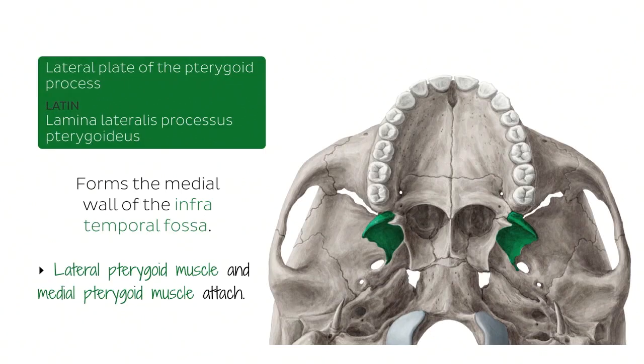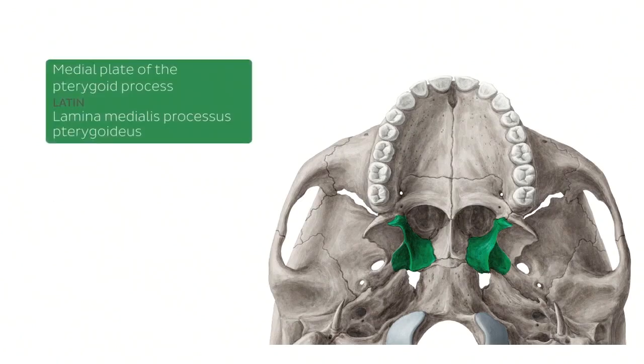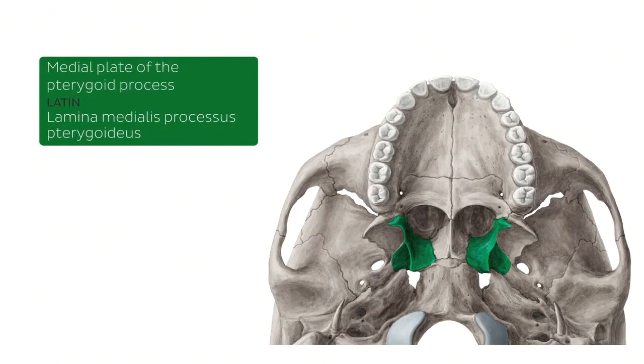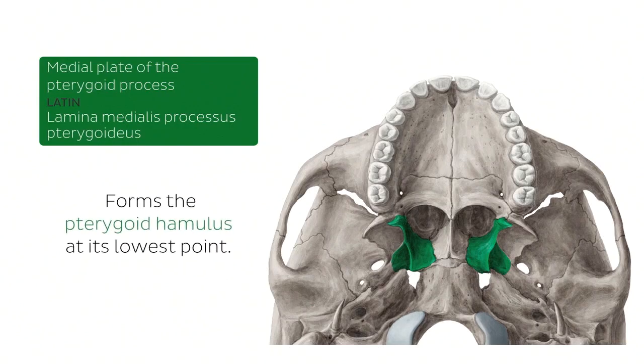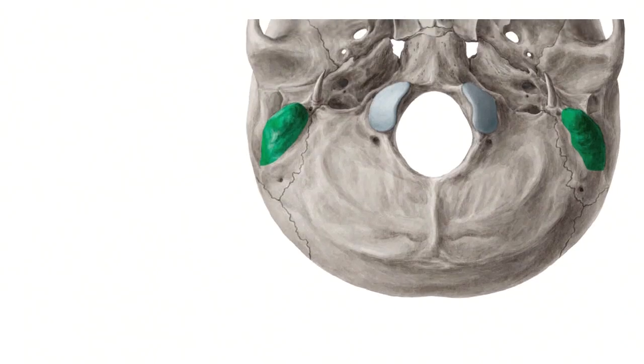We already mentioned them. We talked about the hamulus, that is an extension of these plates, the medial plates of the pterygoid process. And the medial plates of the pterygoid process form the lateral part of the choana and its medial surface and part of the pterygoid fossa on its lateral wall. It is longer and narrower than the lateral pterygoid plates and forms the pterygoid hamulus like I mentioned before at its lowest point.